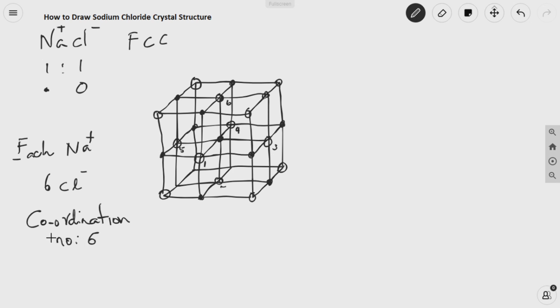As this is a 1:1 ratio, likewise each of the Cl minus ions is going to be surrounded by 6 sodium ions. Hence the coordination number is going to be 6.